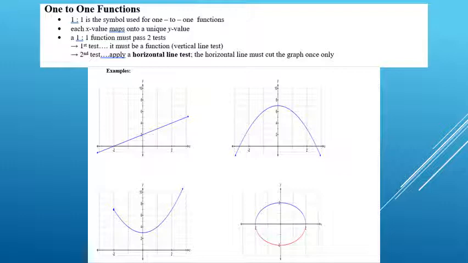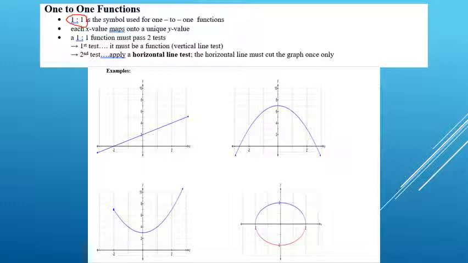We like to use this notation as a shortcut to writing one-to-one, 1:1, or 1 and the word 2, TO, is the symbol we use for one-to-one functions. This says each x value maps onto a unique y value.